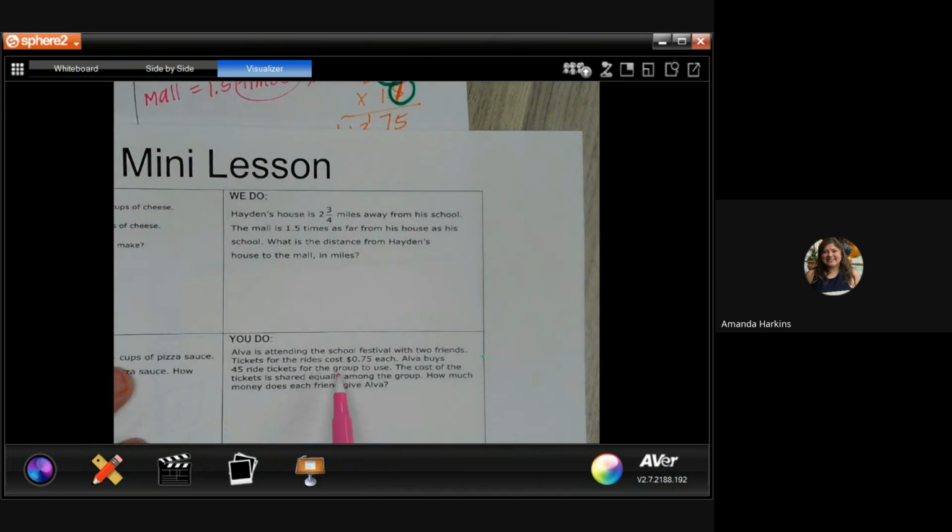Alva is attending the school festival with 2 friends. Tickets for the rides cost 75 cents each. Alva buys 45 ride tickets for the group to use. The cost of the tickets is shared equally among the group. How much money does each friend give Alva?